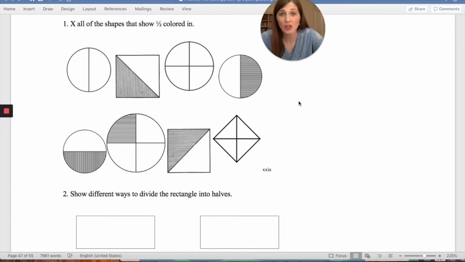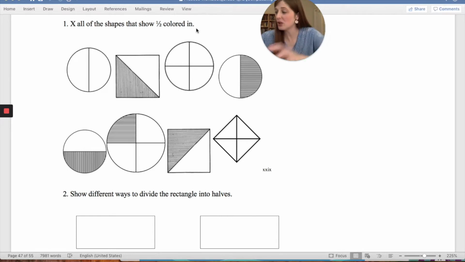What you see on the screen is actually from your learning packet, the first one that you got. So if you want to go back and work on that, or pause the video and go get it and work on it, great idea. Okay, it says cross out all of the shapes that show half colored in. Now, this says only cross out the ones that show half is colored in.